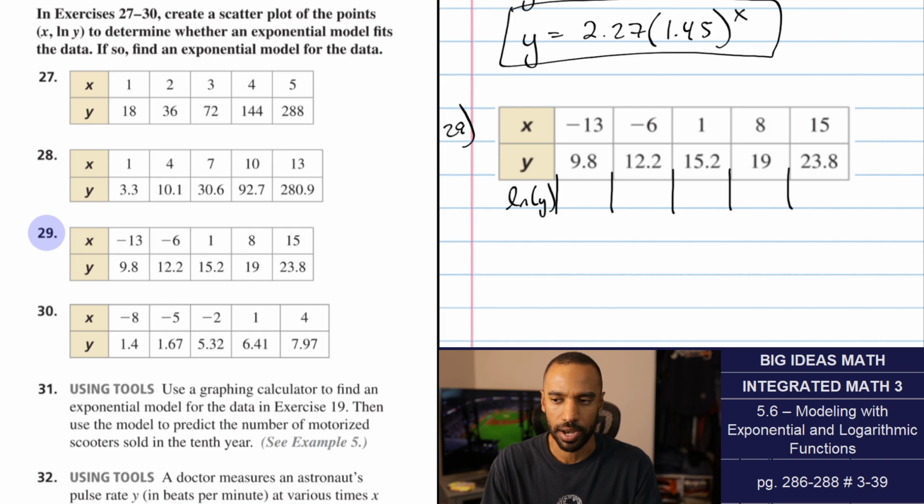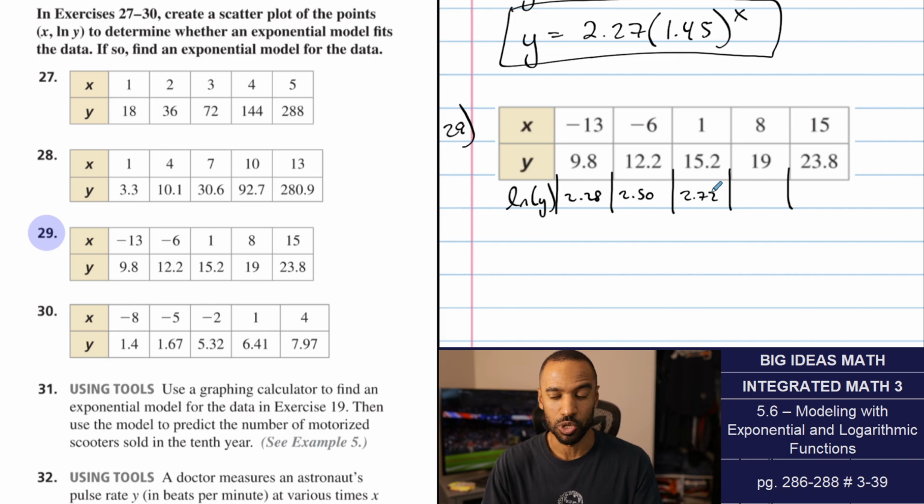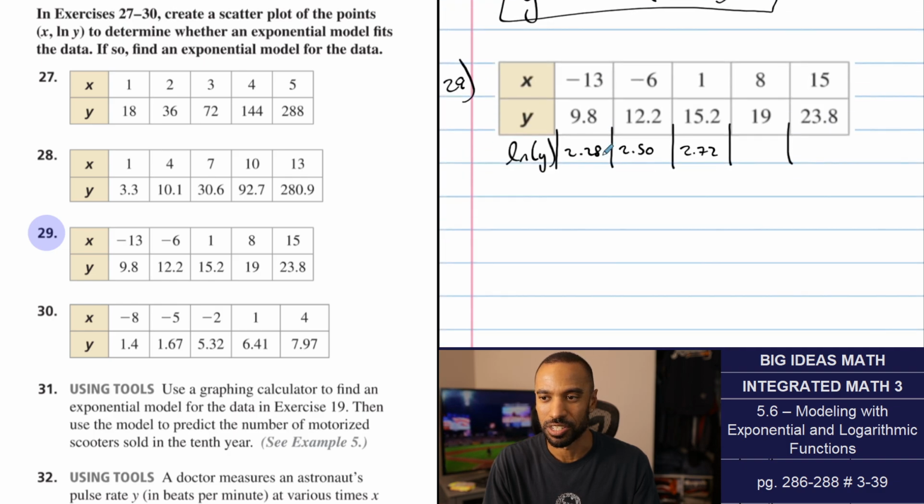I'm doing natural logs right now. All right, the first three I computed. I have 2.28, 2.50, and 2.72. These have an exact difference of 0.22 each time. Is the next one 2.94? By the way, I don't know if the last one has a constant difference either.